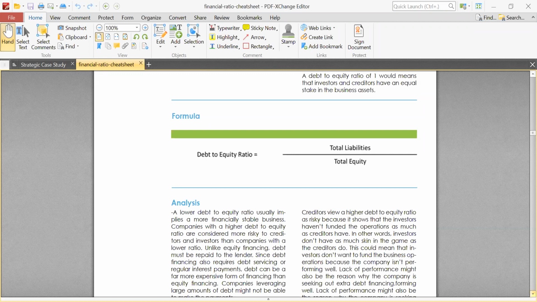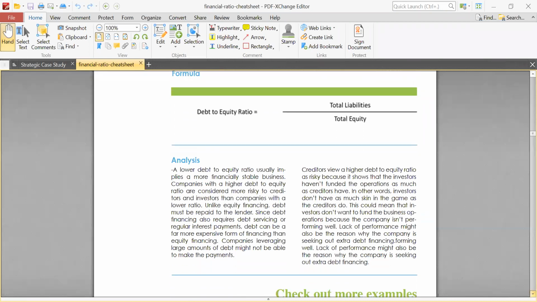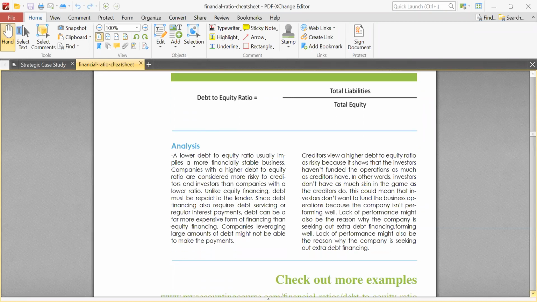So that's very, very key. So a lower debt to equity ratio usually implies an organization that's more stable. A high debt to equity ratio shows that the business is risky.